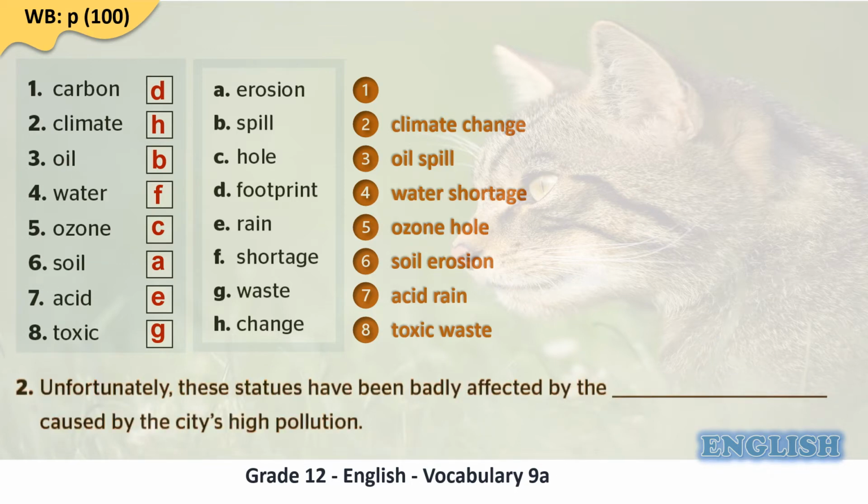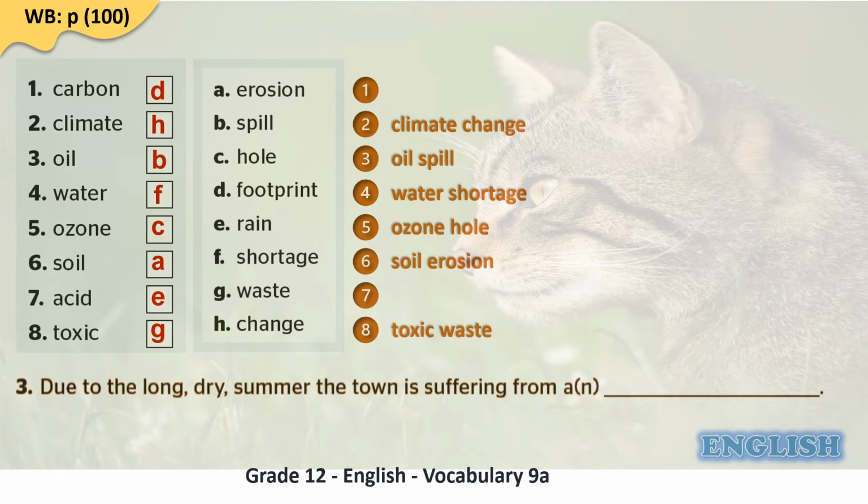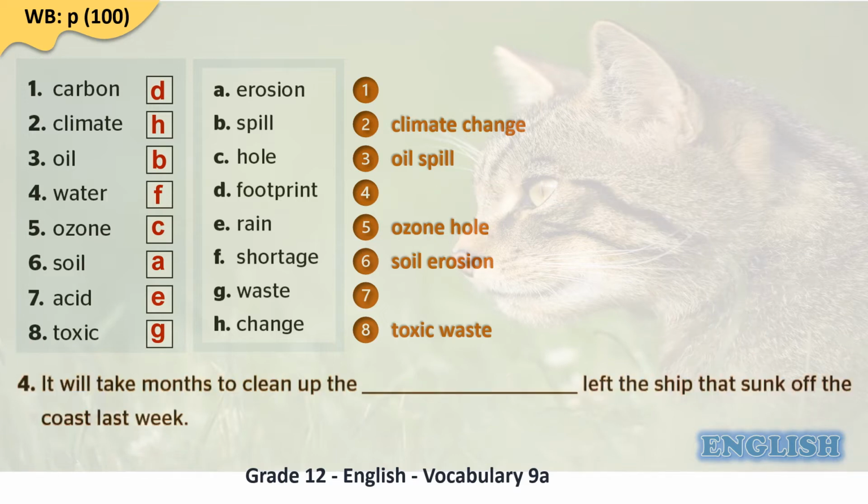Sentence number 2. Unfortunately, these statues have been badly affected by the acid rain caused by the city's high pollution. Of course, pollution causes what we call, yes, acid rain. Sentence number 3. Due to the long dry summer, the town is suffering from what? Of course, because it was a dry summer, they will suffer from water shortage. Number 4. It will take months to clean up the oil spill left by the ship that sunk off the coast last week. Of course, if the ship contained oil, it will leave an oil spill.